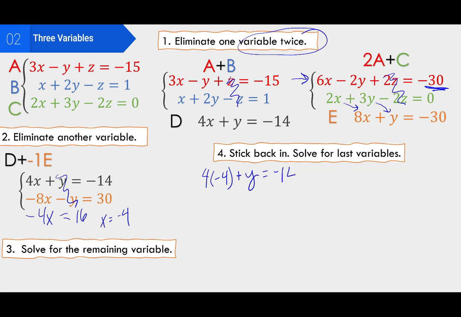Again, it would be useful to go back to A, B, or C at this point because I don't know what z equals or y. So I have negative 16 plus y equals negative 14. Add 16 both sides, and y equals positive 2.